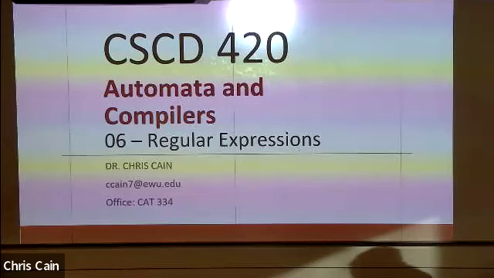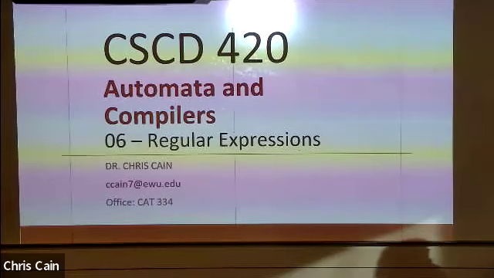But the first of those is going to be regular expressions. And this is a very fun topic because it actually has applicability to most computer scientists every day. So who's messed with regular expressions in some capacity? 1.5 people? Excellent.